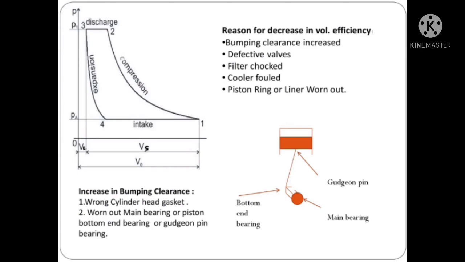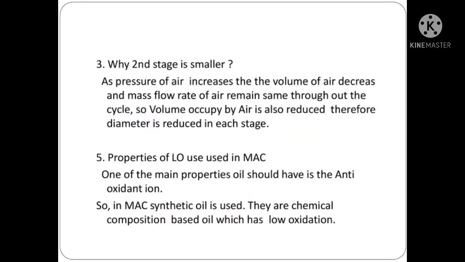Now, how is this bumping clearance increased? First, during maintenance we place a wrong thickness of gasket between the cylinder head. Second is a worn out main bearing, piston bottom end bearing or gudgeon pin bearing. I have just shown where these three bearings are placed in the figure, so just try to see the figure.